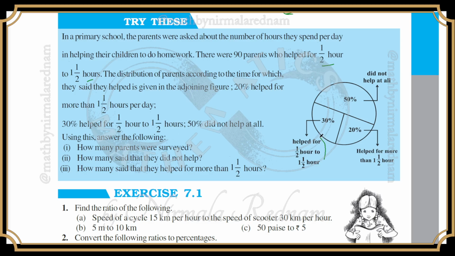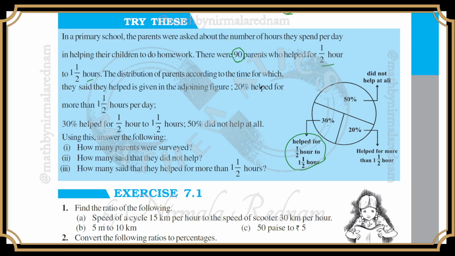Half hour to 1.5 hour, where they have given me both the percentage as well as the actual number. Now this is the key. This is where you're going to find out, you are given an extra piece of information to calculate and find the answers for all the questions. So here, let us look at the first question. How many parents were surveyed? That is what you're going to get when you look at 30% is nothing but 90.